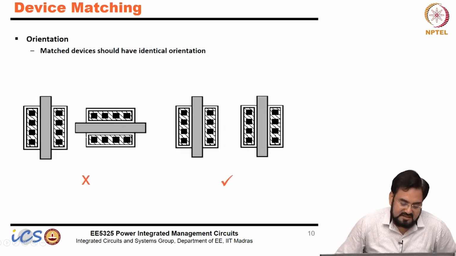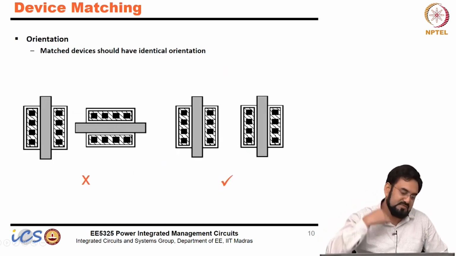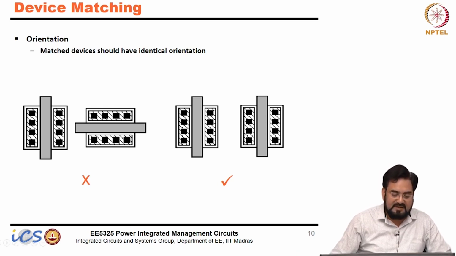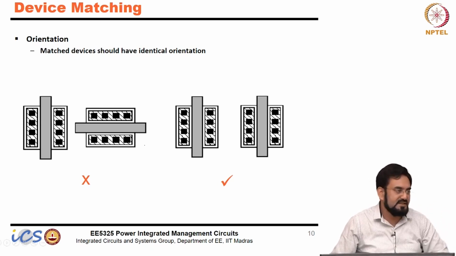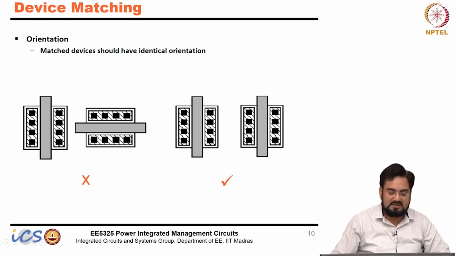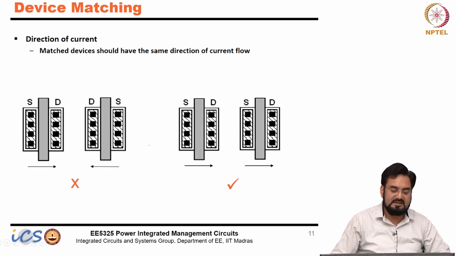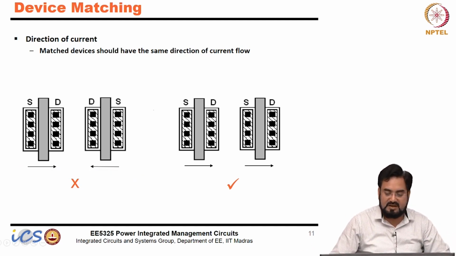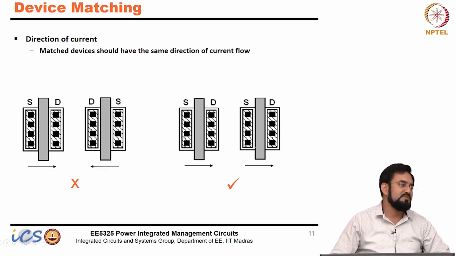Orientation, this is again an important thing. This causes a current mismatch. If this device is placed vertically and this is horizontal, 90 degrees out of phase, rotated, this is not the correct way of matching, because they won't be matched perfectly. So you have to make sure your orientation is the same, and the direction of the current should also be the same. If I am placing the source on the left-hand side and for another matched device I place the drain on that side, flipped, then it won't be matched perfectly. So I have to make sure that the direction of current is also the same.